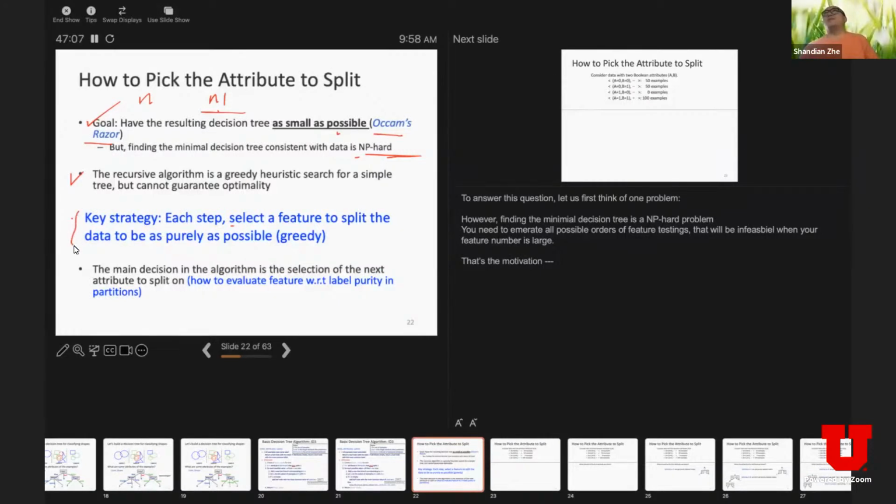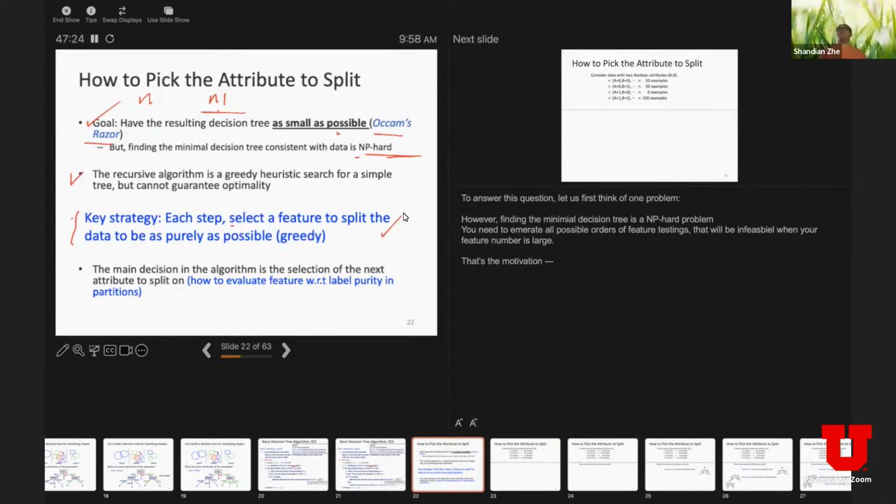Right now, I'm just talking about this line of sentence. Any question regarding understanding this line of sentence? This is talking about our greedy strategy. So everyone is good with that? Okay.